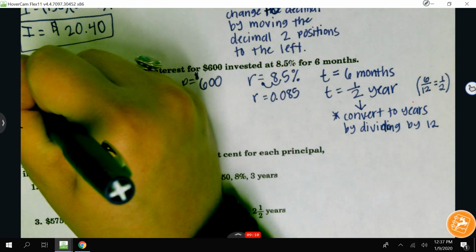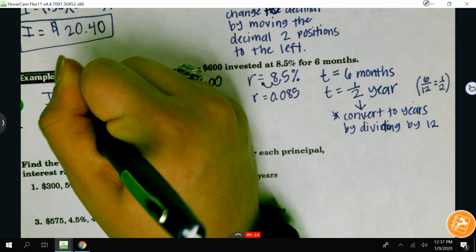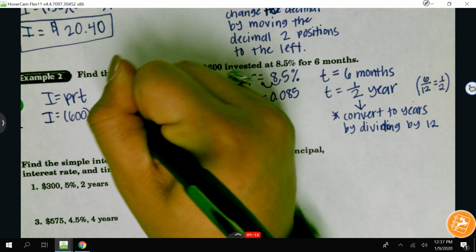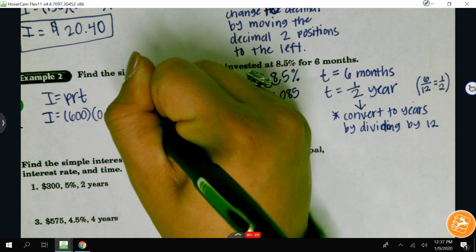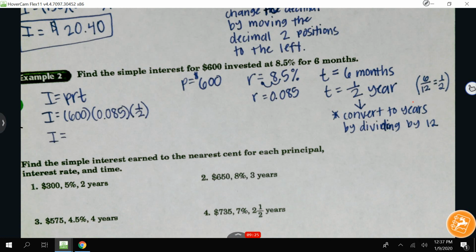All right, so I equals 600 times 0.085 times 1/2. So obviously, it's going to give you a fraction answer, but money is not in fraction form, so convert that back to a decimal.